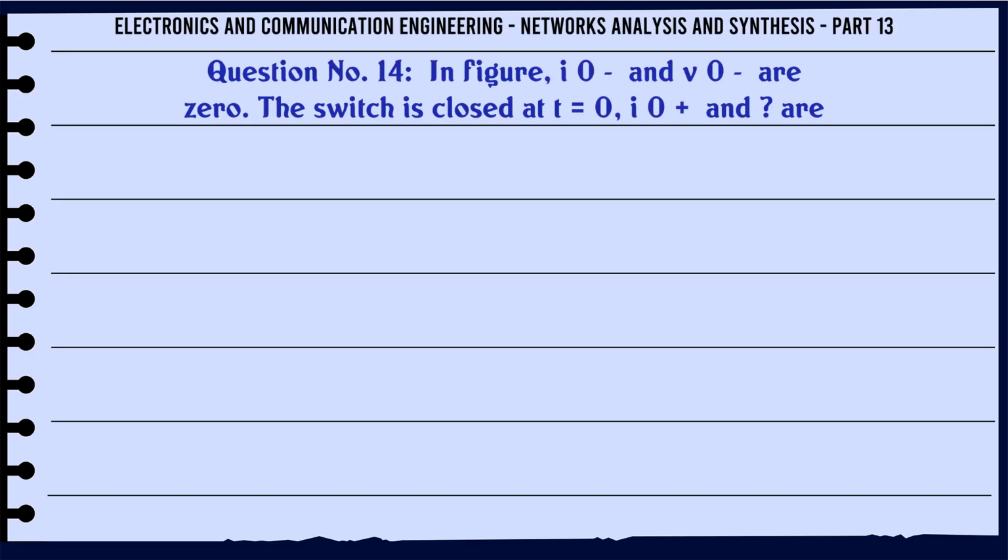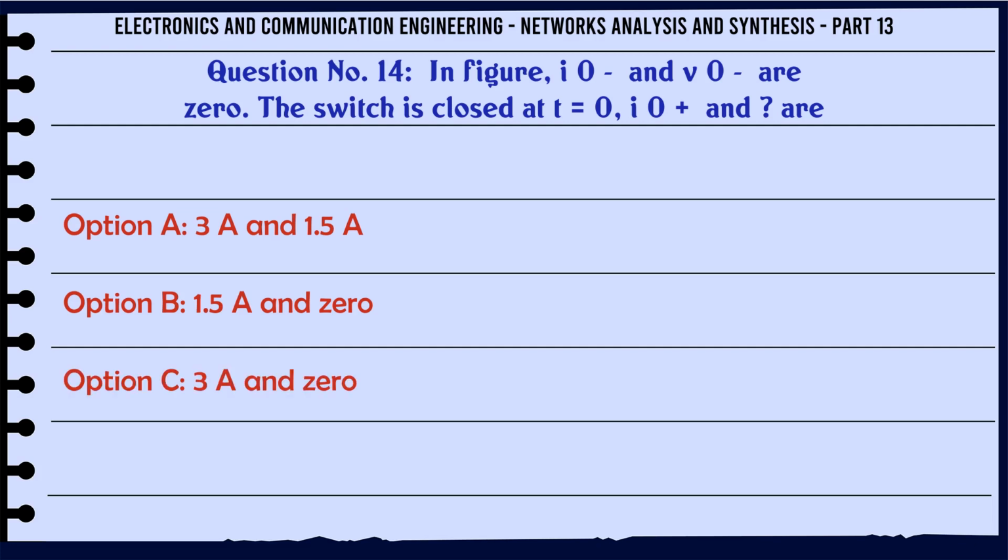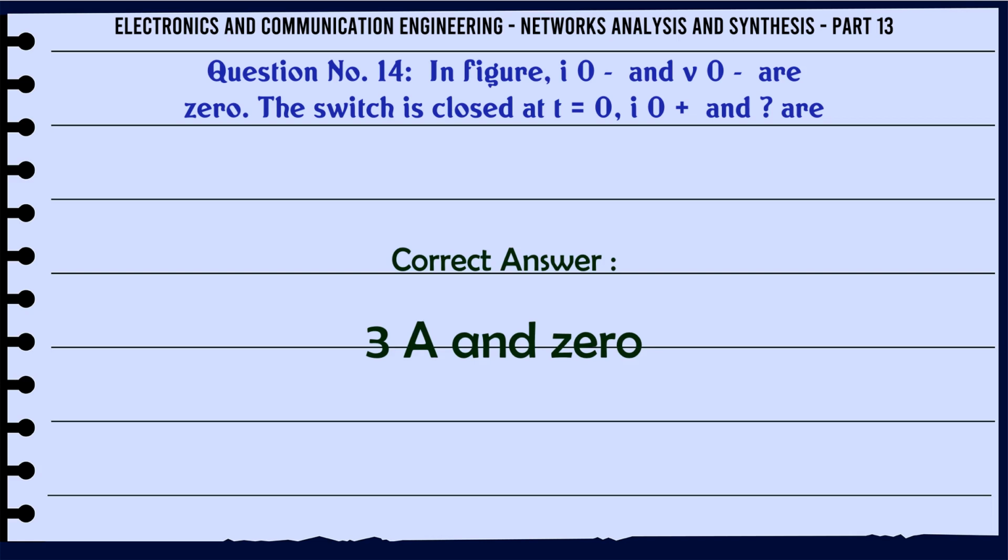In figure i0 and v0 are 0. The switch is closed at t = 0. i0 and R are A 3 A and 1.5 A, B 1.5 A and 0, C 3 A and 0, D 1.5 A and 3 A. The correct answer is 3 A and 0.